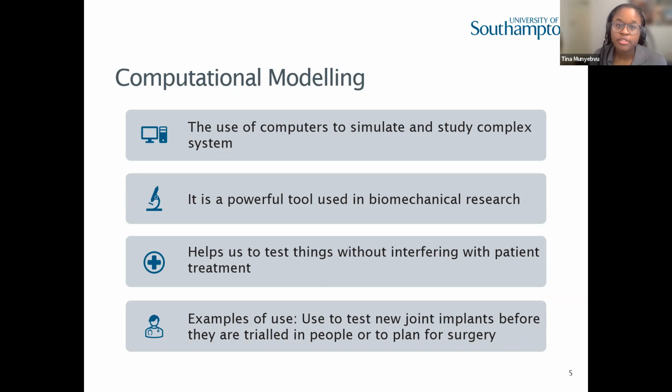So a tool we can use is computational modeling, and that's the use of computers to simulate and study complex systems like those responsible for human movement. It's a powerful tool in biomechanical research, and it helps us test things without actually interfering with the patient's treatment. Other examples of use is it can be used to test for new joint implants before they're tried in people, or to plan for surgery. So later on in the presentation, I'll talk about one modeling type we've been using, and that's statistical shape modeling.